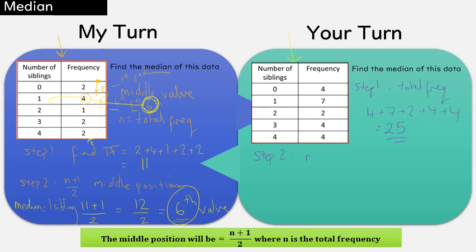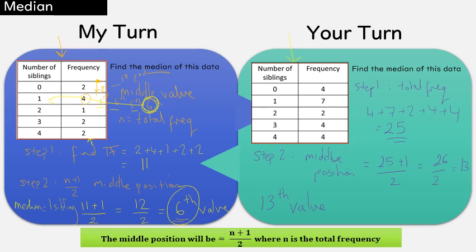Step 2 is to find the middle position. And we find the middle position using that formula, n plus 1 divided by 2. N we just worked out is 25, plus 1, over 2. 25 plus 1 is 26. Got to divide that by 2, so I've got 13. So I'm looking to find the 13th value. Let's look at the table again.